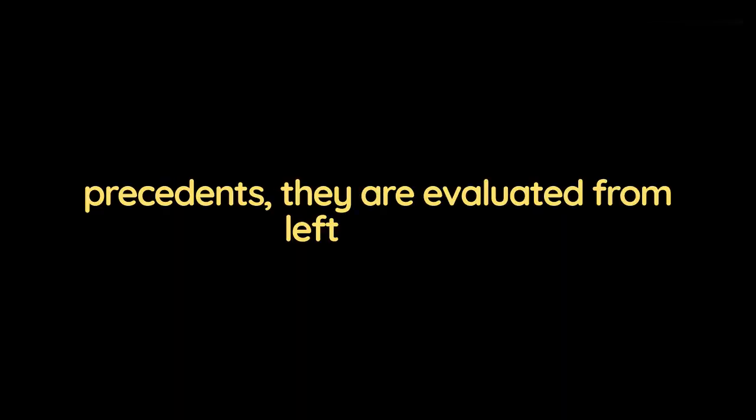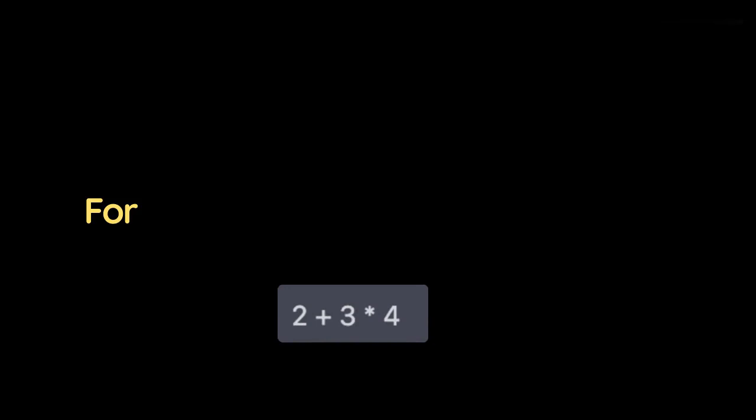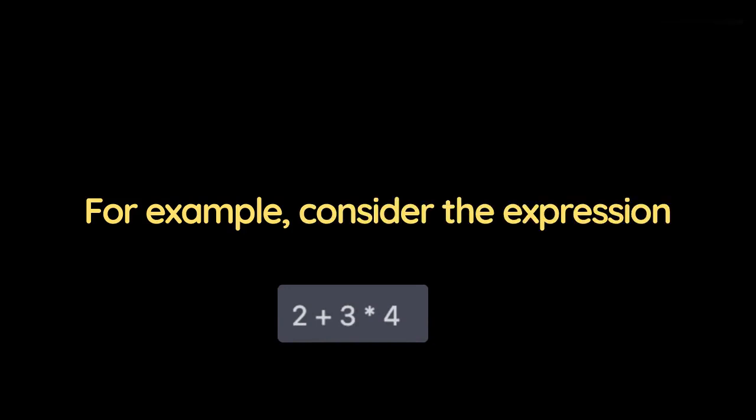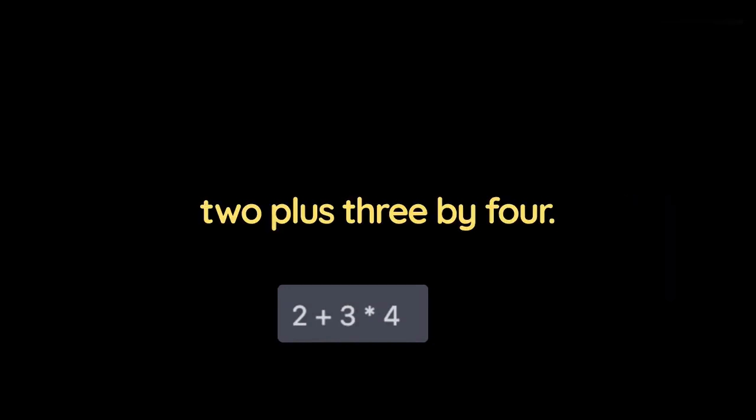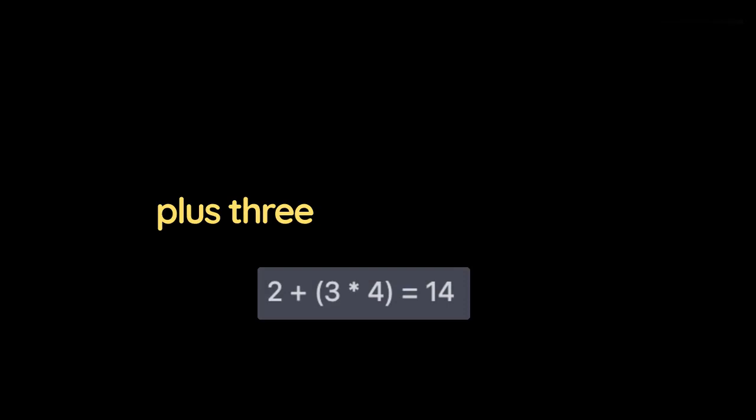When an expression contains operators with the same precedence, they are evaluated from left to right. For example, consider the expression 2 plus 3 times 4. In this case, the multiplication operator, asterisk, has higher precedence than the addition operator, plus, so the expression is evaluated as 2 plus 3 times 4 equals 14.